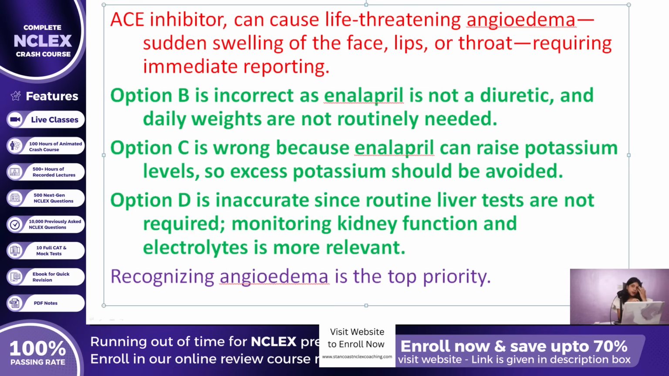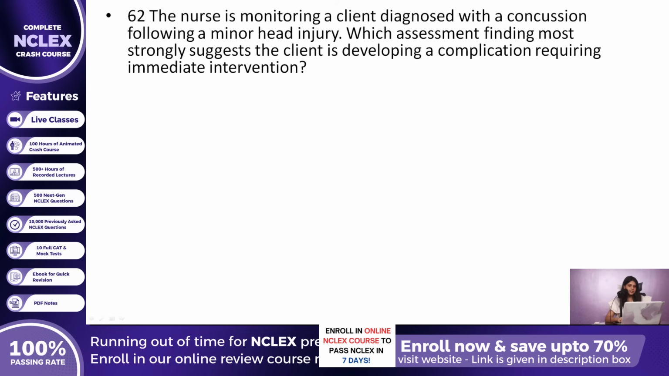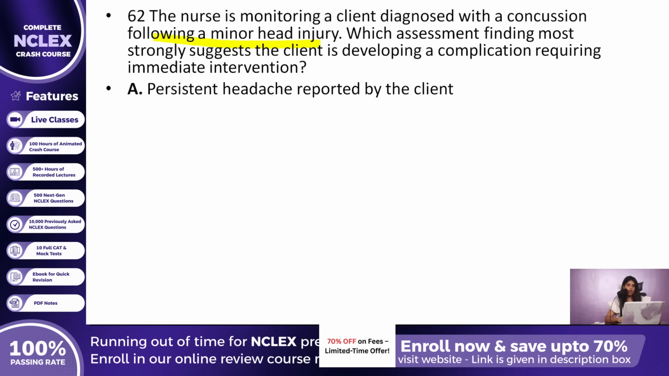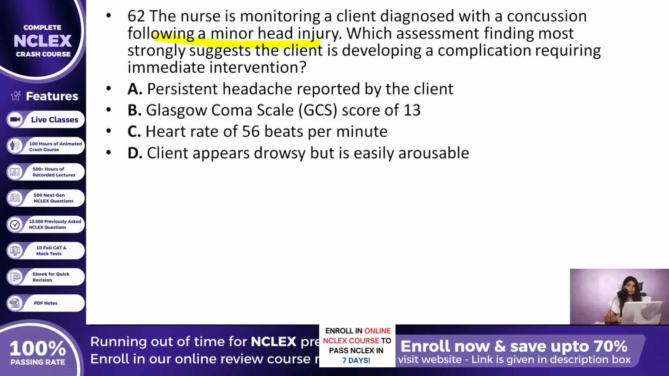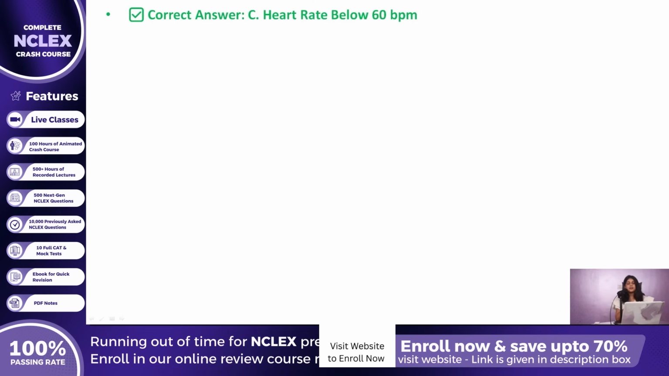Let's now consider a scenario involving head injury monitoring. Question 62. A nurse is assessing a client recently diagnosed with a concussion after a minor head trauma. The options are: Option A, a persistent headache reported by the client; Option B, a Glasgow Coma Scale score of 13; Option C, a heart rate of 56 beats per minute; and Option D, the client appears drowsy but is easily arousable. The correct answer is Option C, a heart rate below 60 beats per minute, which may signal increased intracranial pressure after head trauma.